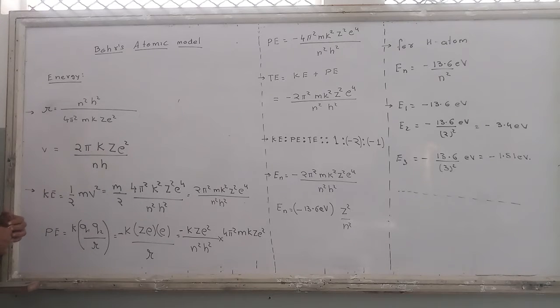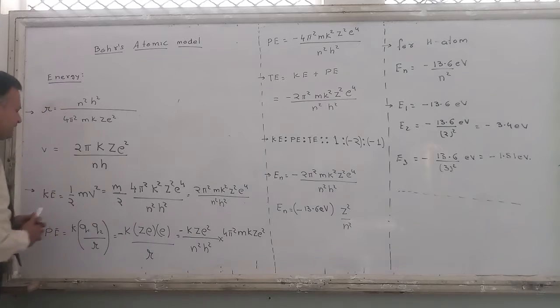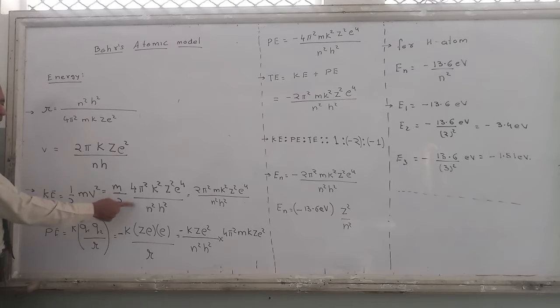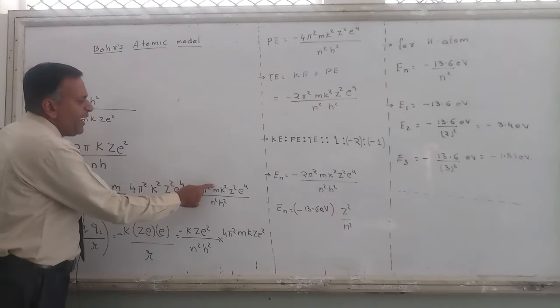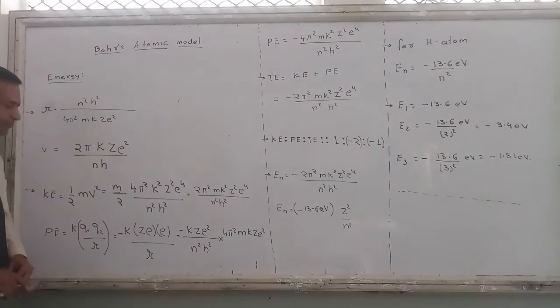Now, calculating the total energy, we have to calculate the kinetic energy as well as the potential energy. So here it is, calculation of kinetic energy, half mv square. Put the value of v, square it and put over here. What you get is 2 pi square m k square z square e raised to 4 upon n square h square.